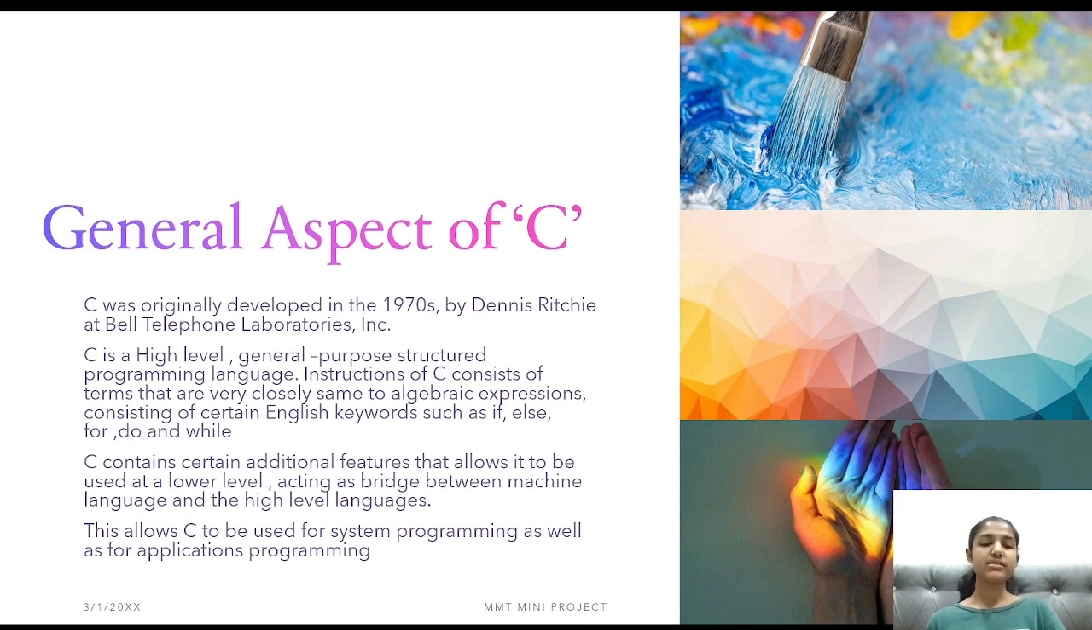C contains certain additional features that allows it to be used at a lower level, acting as a bridge between machine language and the high-level languages. This allows C to be used for system programming as well as for applications programming.